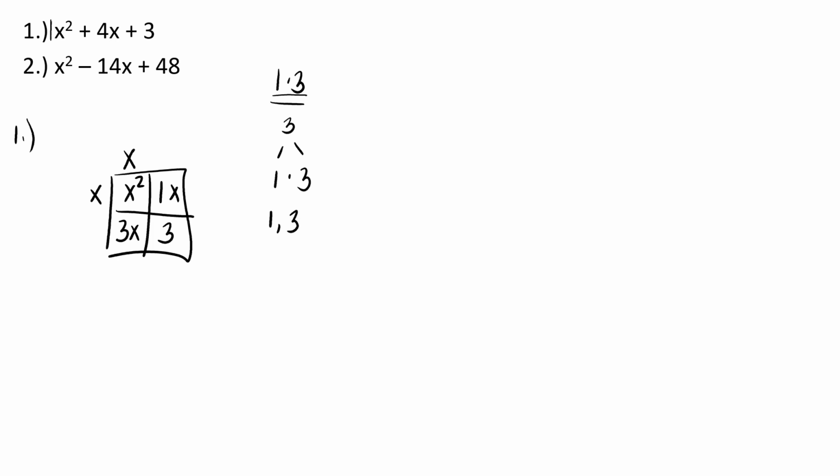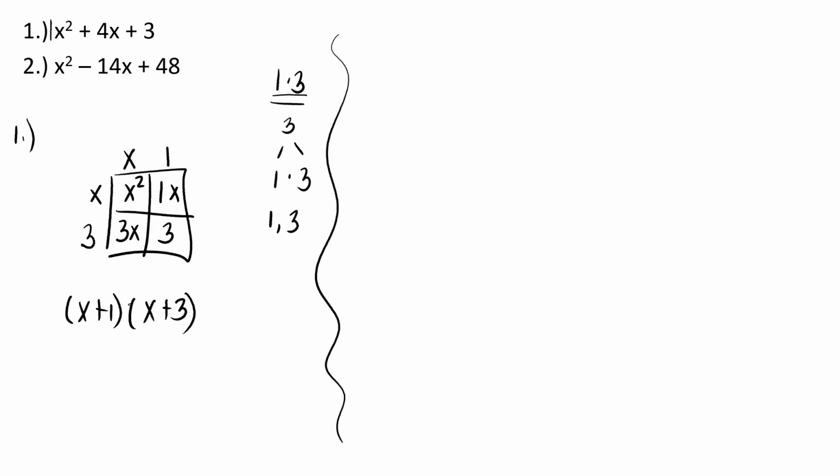So this would be x times x, this would be x times 3, and then here you've got x times what would give you 1x. Well, that would be just a 1. And the fourth box can always be used as a check. So 1 times 3 is 3. So you've got the 4 boxes and they should all check. So the factors would be the base, which is x plus 1, times the height, which is x plus 3.